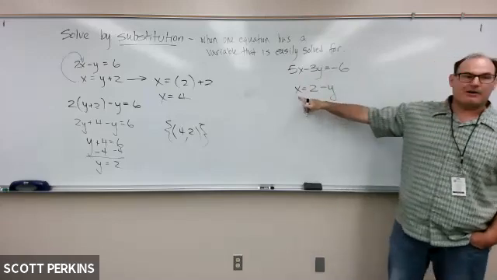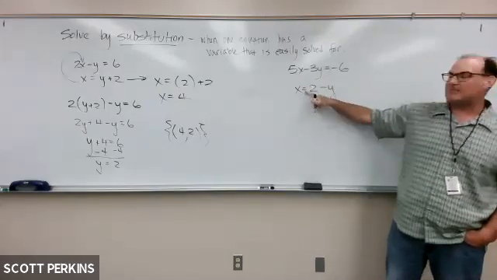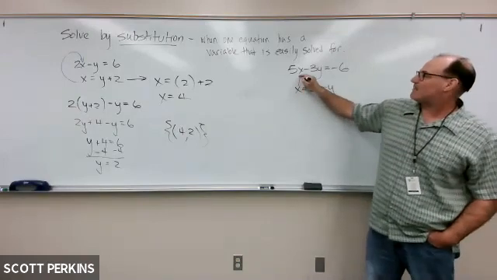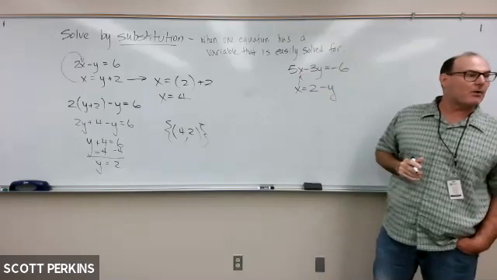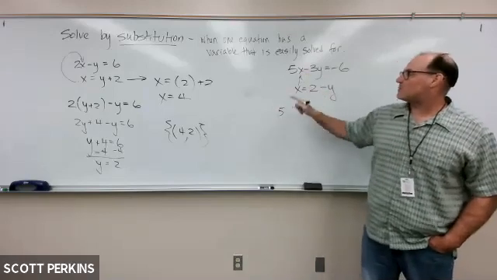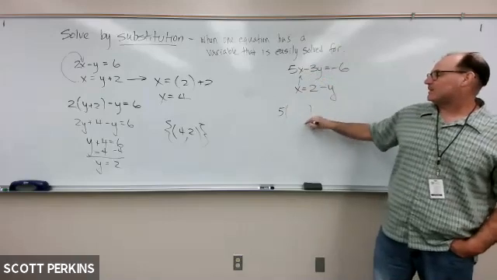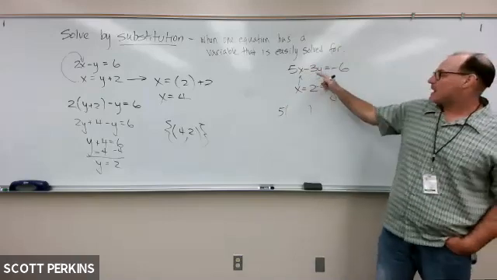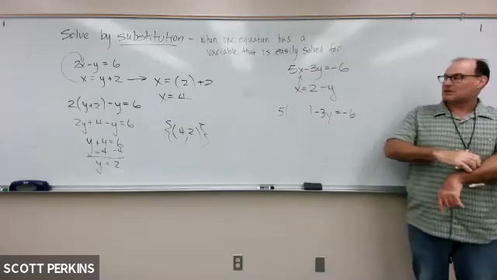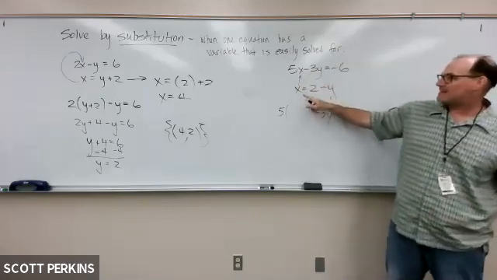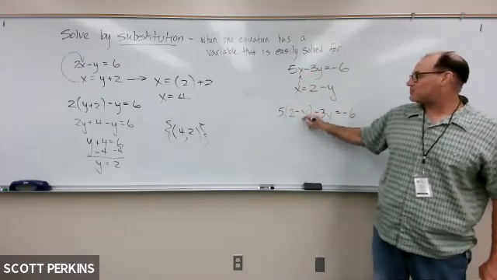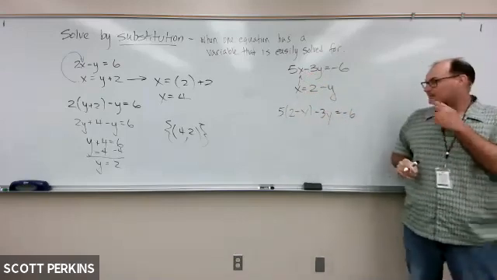So this one has already been solved. X is the same thing as 2 minus y. So I'm going to take this x and I'm going to plug it in for x in the other equation. So the other equation is 5 times whatever x is. So I'm going to leave a gap for whatever x is. Minus 3y is equal to negative 6. Instead of x, I know that x is the same thing as 2 minus y. So I'm going to throw a 2 minus y in right there.